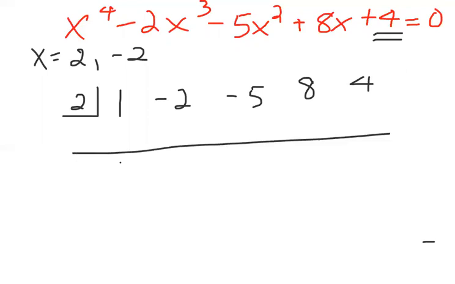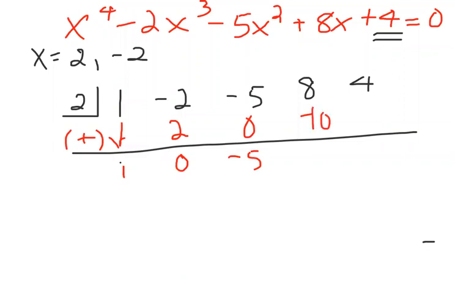So now we're going to carry out our synthetic division. So drop the 1. 1 times 2 is 2. We add. We get 0. We're adding over here. 0 times 2 is 0. We add. We get negative 5. Negative 5 times 2 is a negative 10. We add. We get negative 2. Negative 2 times 2 is going to be a negative 4. We add. We get 0. That was expected.